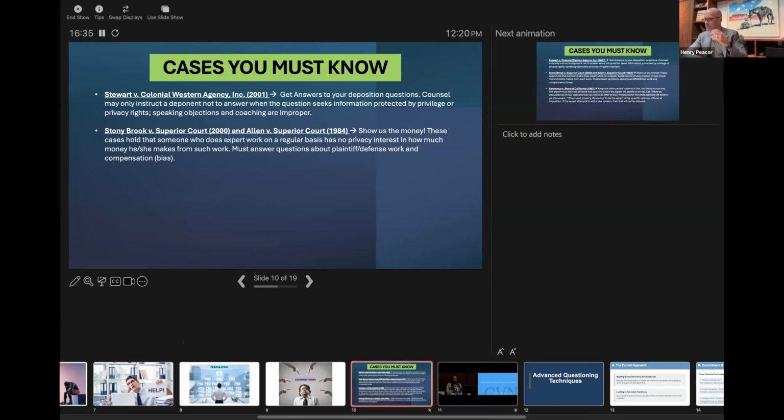So a lot of times people have a privacy interest in their financial income, but what these cases stand for is the proposition that when an expert or a person, just anyone, does a lot of litigation work and they put themselves out there and they're making money from doing this work, they therefore give up their privacy interest in that financial information. So push, get that information, establish the bias of hired witnesses.